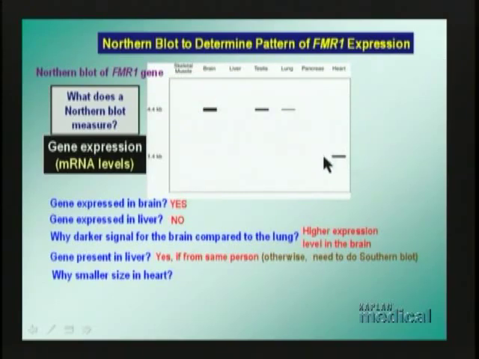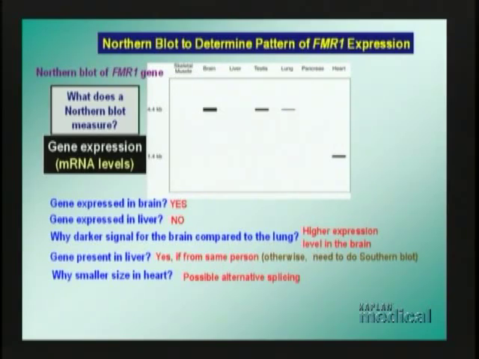So here is the heart. Notice this band is much smaller in size compared to the bands in the brain, testes, and lungs. Why is this band smaller in size? And the answer is kind of a hard answer, but you have to think back to other things in the previous chapters in biochemistry. And the answer to this is, it could be due to possible alternative splicing.